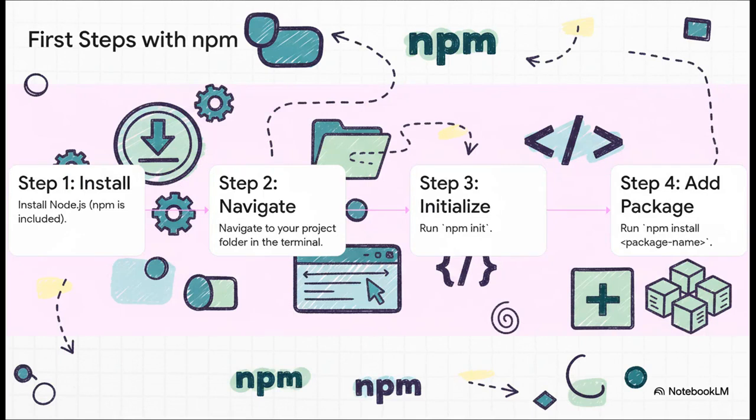That's it. So, how do you get started? It's actually a really clear path. The first step on this roadmap is just to install Node.js. And the cool thing is, NPM comes bundled right with it. After that, it's as simple as opening your terminal, going to your project folder, and running a couple of commands to get everything set up. Let's walk through it together.